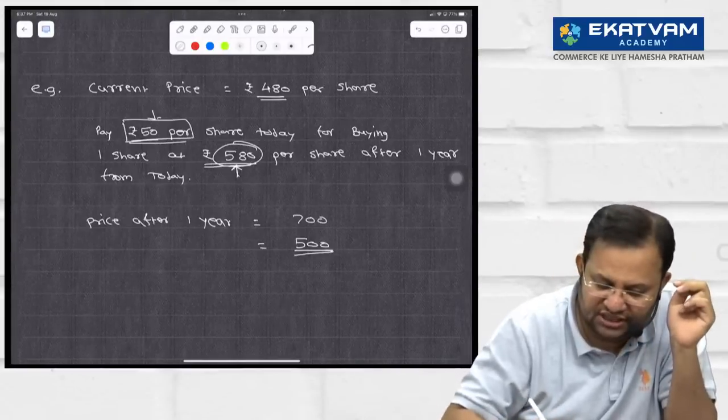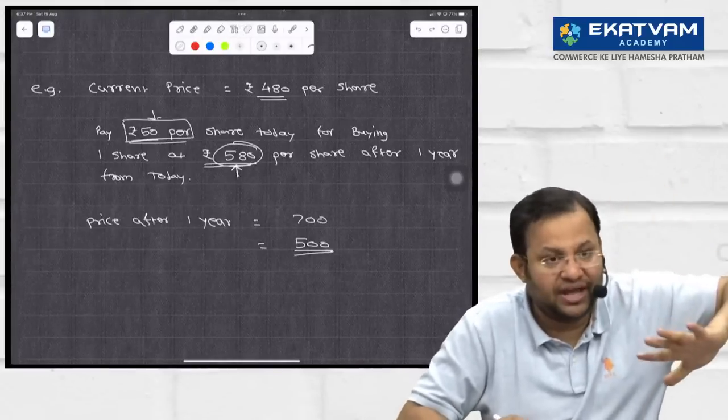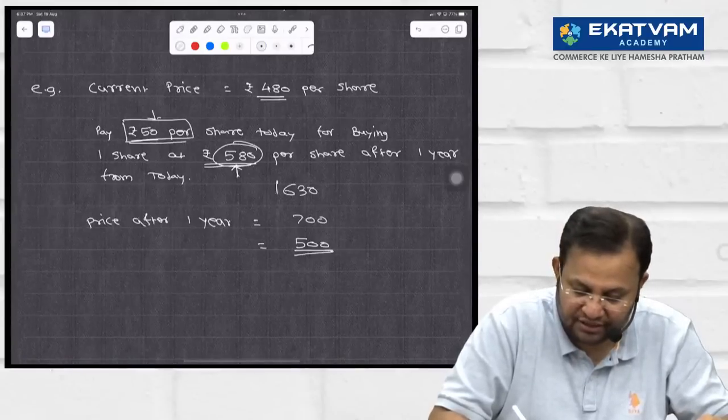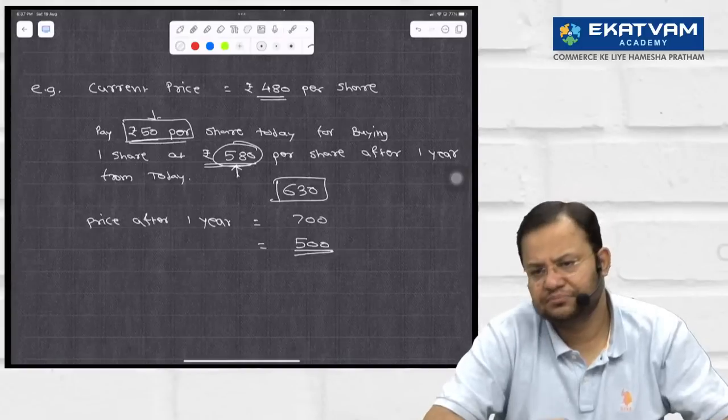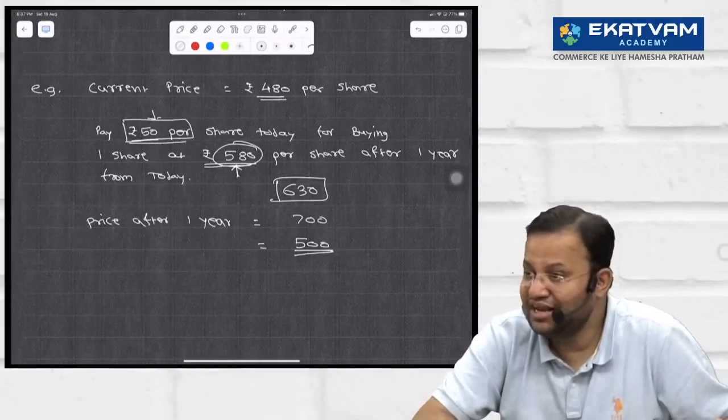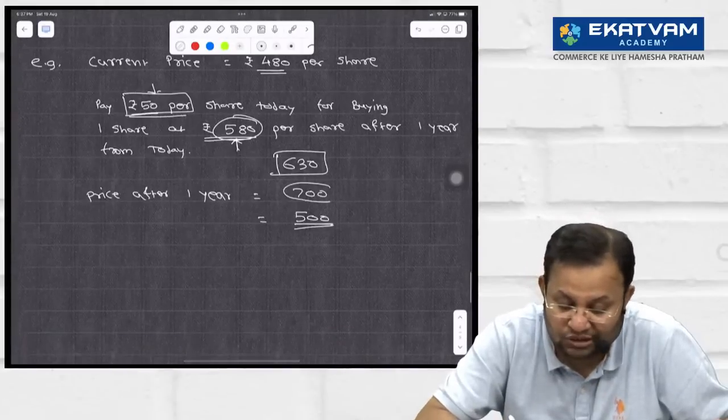So promoter का cost कितना रहेगा? 50 he has paid today, plus he will have to pay 580. So cost to promoter will be 630. समझा तुमको? 630 is a cost to him when he will exercise option when the price is above 630.